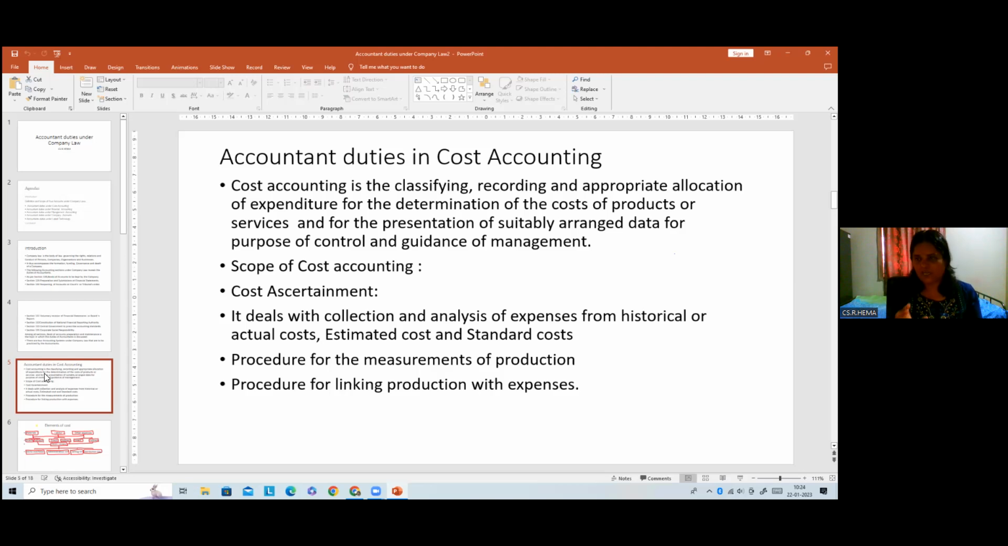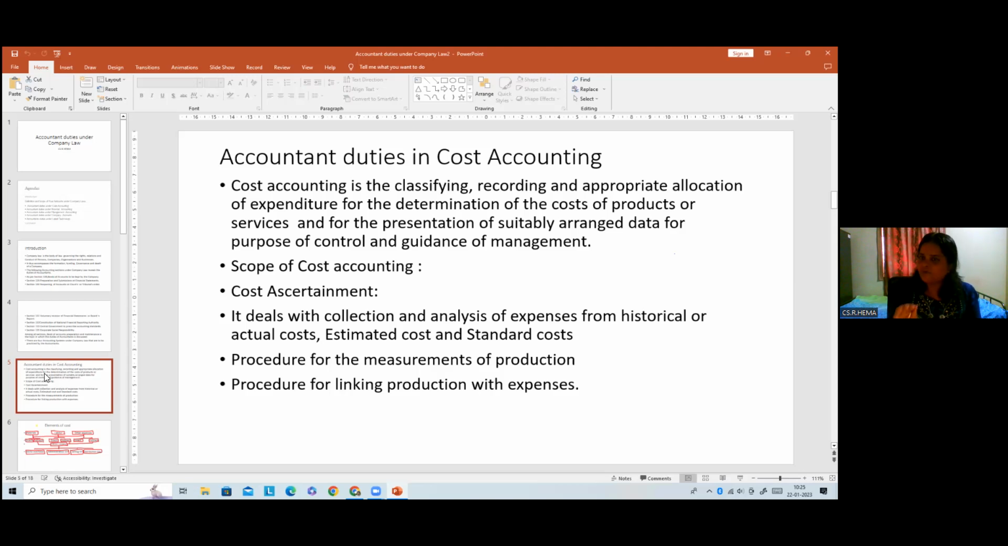They work with cost accounting by classifying, recording, and appropriately allocating the expenditure for the determination of the cost of products or services. Just seeing the definition won't give you good information, so I will explain below how cost accounting works. And for the presentation of suitably arranged data for purposes of control and guidance of management. Simply spending on raw material, transportation, or the manufacturing process is not enough. Appropriate allocation of funds is required. That's why this department is working.